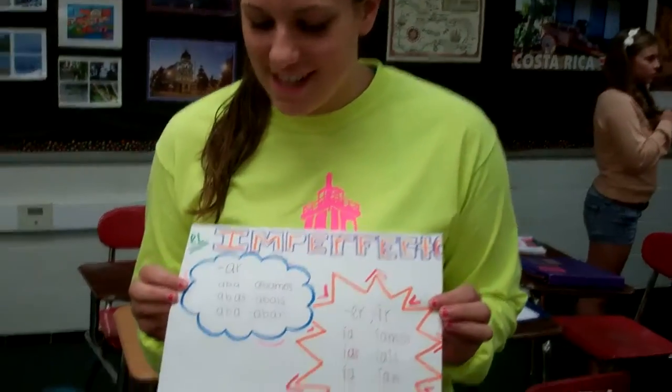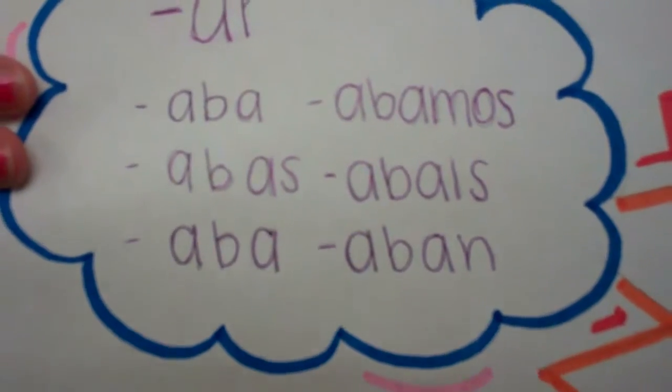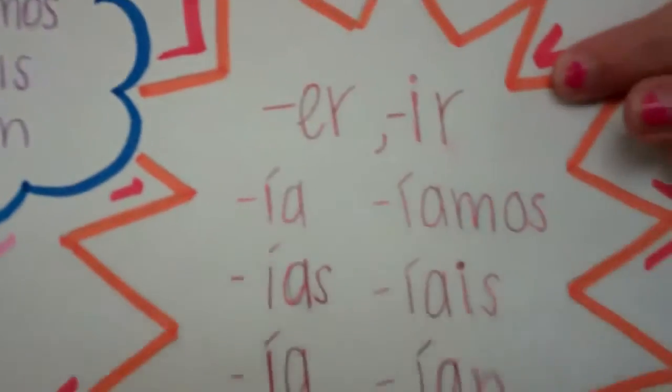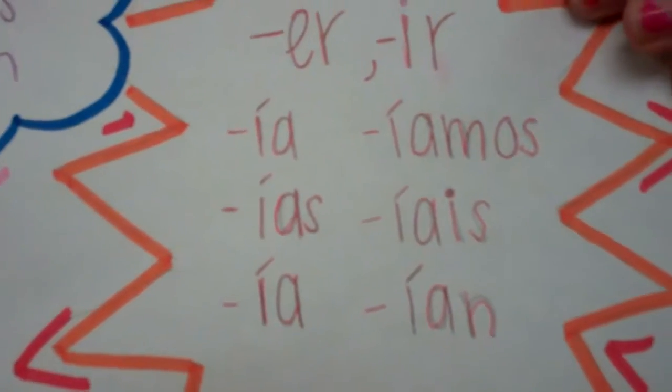Imperfect endings. AR: aba, abas, aba, ábamos, abais, aban. ER and IR: ía, ías, ía, íamos, íais, ían. Usando pretérito.